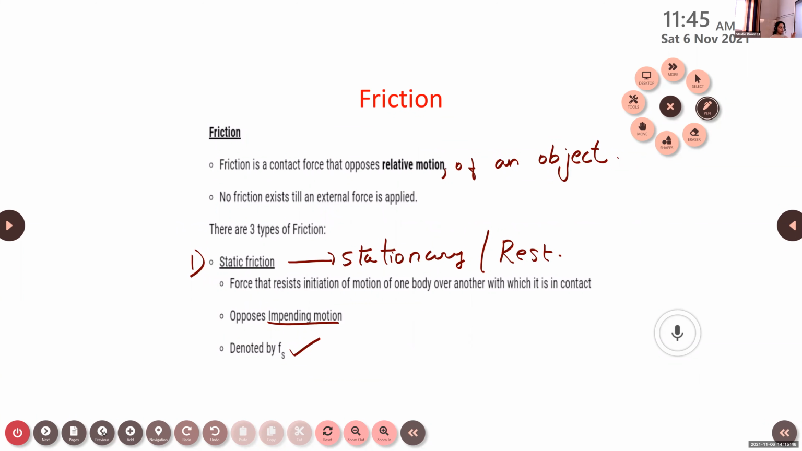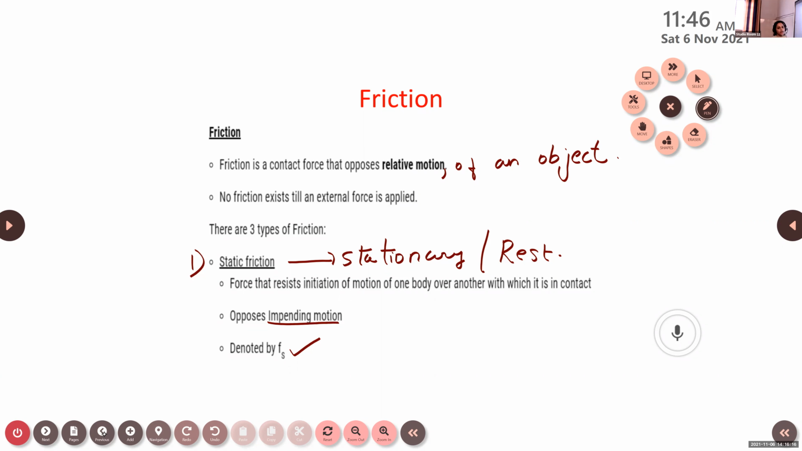Once again, we can go through all the points. We have different types of friction. The first one is static friction. Concentrate on that word: static means stationary, or a state of being at rest. Static friction is a force of friction which arises when one object is in a state of rest on the surface of another object.